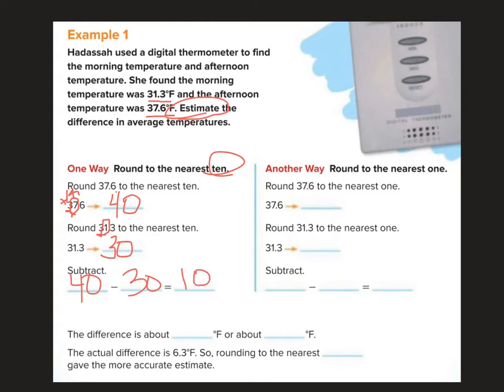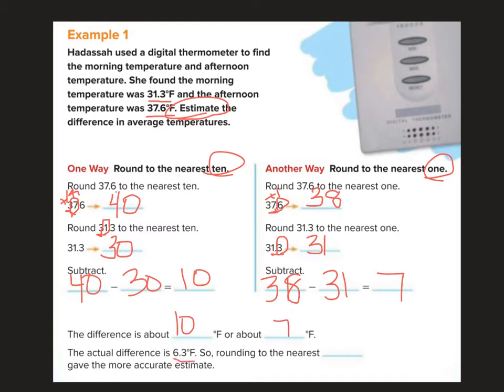Let's see what happened if we rounded to the nearest 1. So if I round 37 6/10, I'm going to underline the ones place, circle the number I'm looking at. Tells me I need to add 1, so that's going to round to 38. Same for this one. I'm underlining the 1. I'm going to circle the 3. Tells me I need to keep it the same, so that's going to round to 31. 38 minus 31 is 7. So the difference is about 10 degrees Fahrenheit or 7 degrees Fahrenheit.